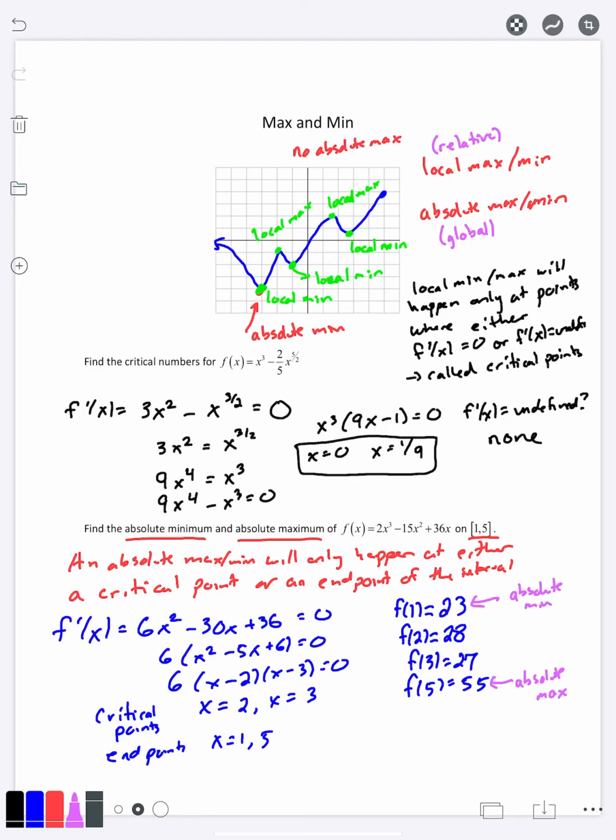So whenever they ask you to find an absolute max or a min on an interval, you just take the derivative, set it equal to 0 or undefined, find your critical points, then throw in your endpoints, plug all of them into your function. Whatever the highest value you ever get is your absolute max, and whatever your lowest value you ever get is your absolute min.